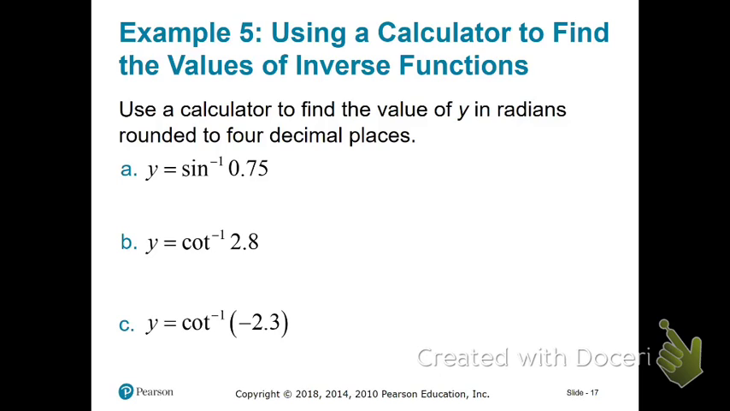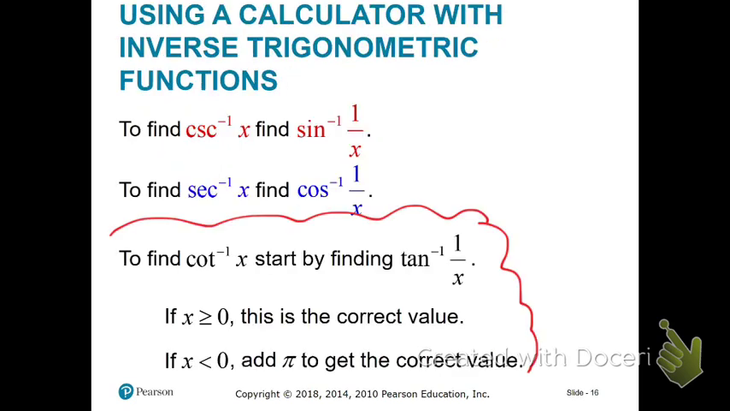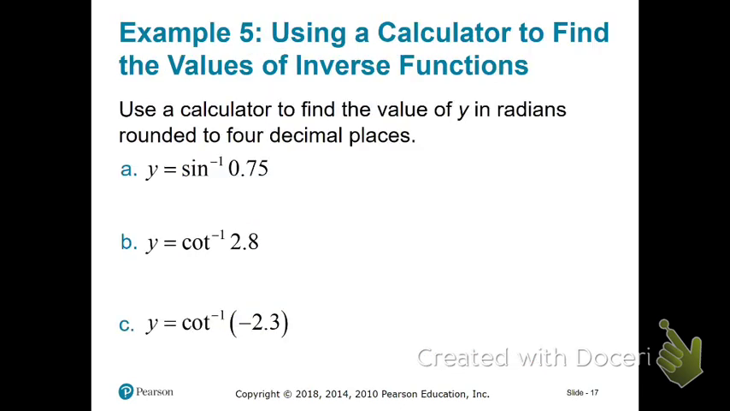So back on C here. There we go. So back on C, we're going to write this then as the inverse tangent of 1 over negative 2.3, but because my angle there is negative, we're going to have to add pi to our answer. And so what do we get? 2.7315.